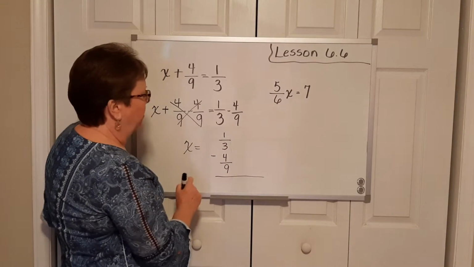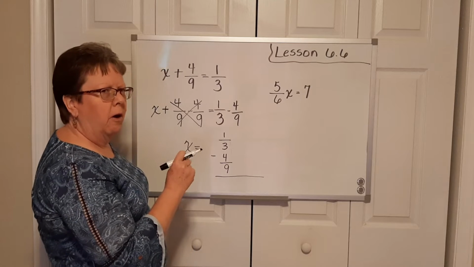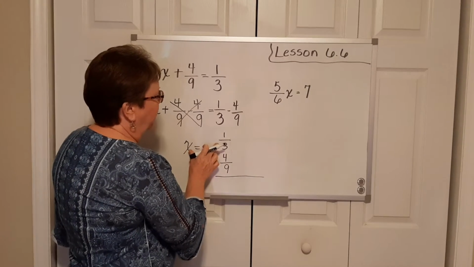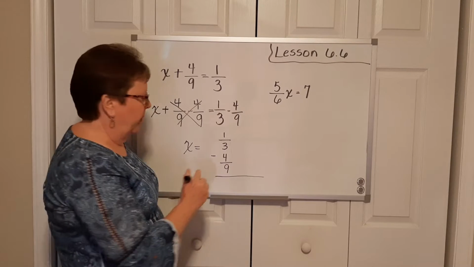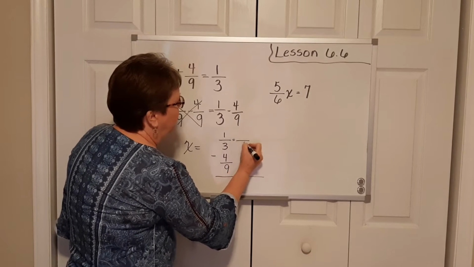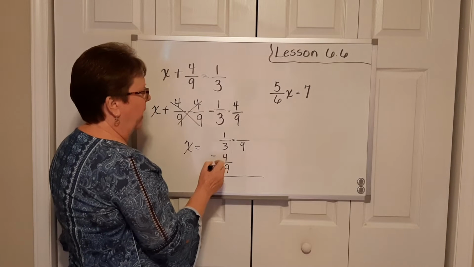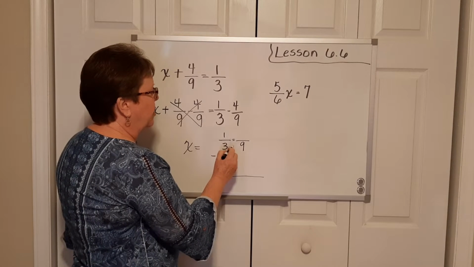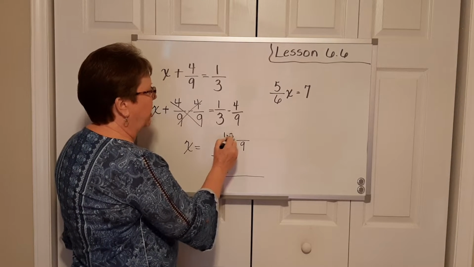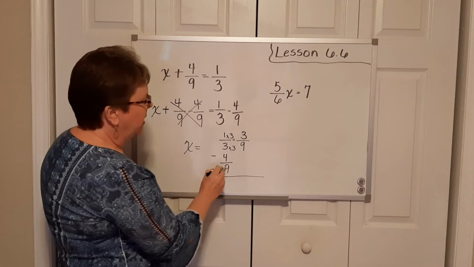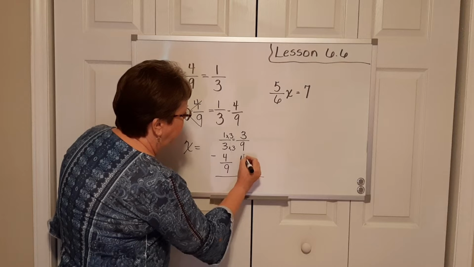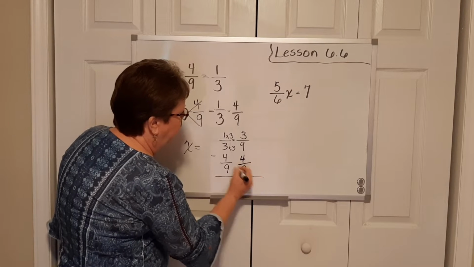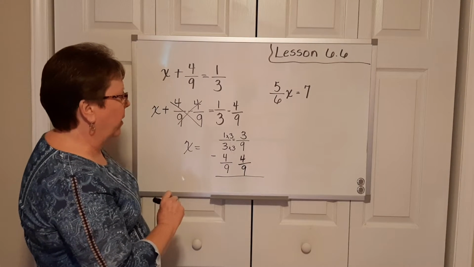So we've got to find our least common denominator, and our least common denominator of 3 and 9 will be 9. So 1/3 equals something over 9. 3 times 3 is 9, so 1 times 3 is 3. This one already had a denominator of 9, so all we're going to do is write that over again. And now we can subtract.